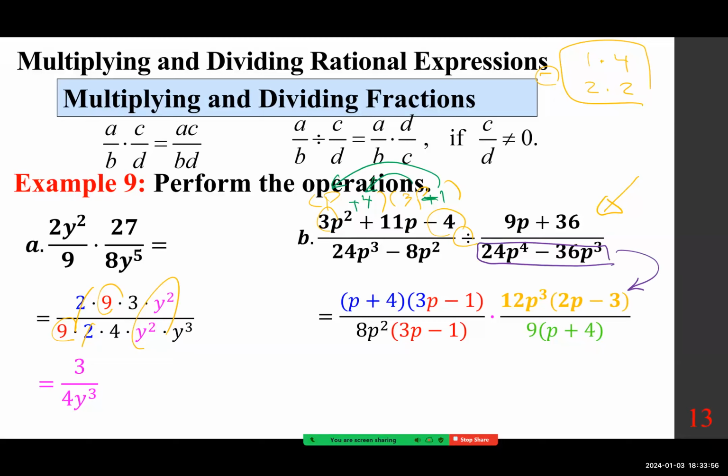This goes to the numerator, and I hope everybody's clear as to why it goes to the numerator, right? Because you're dividing. So this goes to the numerator. You take the 12p cubed out. 12p cubed times 2p minus 3. This goes down. This goes down. Becomes 9 times p plus 1.